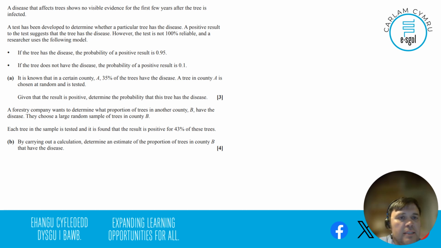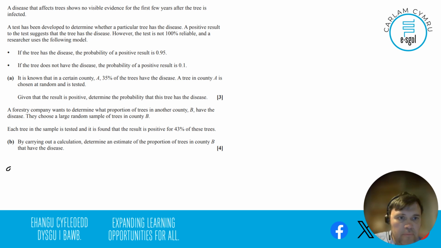If the tree has the disease, the probability of a positive result is 0.95. If the tree does not have the disease, then the probability of a positive result is 0.1. It is known that in a certain county, county A, 35% of the trees have the disease. A tree in county A is chosen at random and is tested. Given that the result is positive, determine the probability that the tree has the disease.